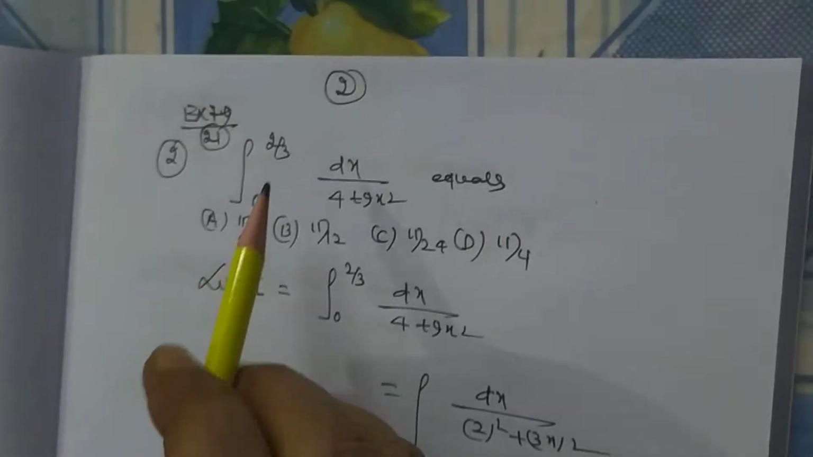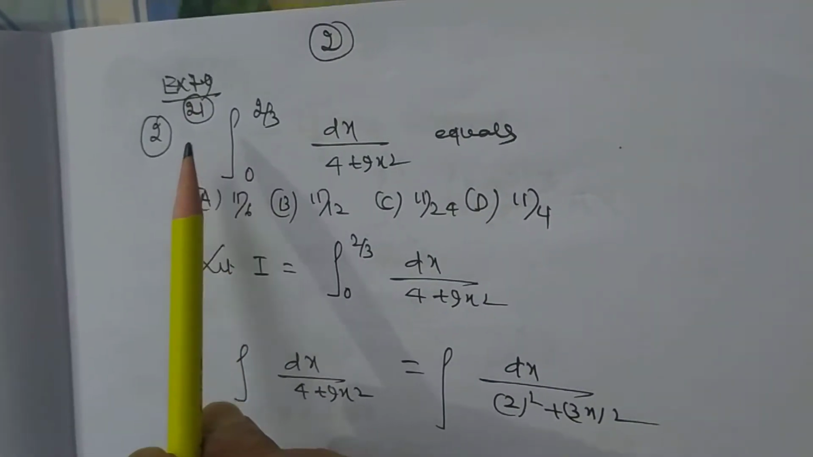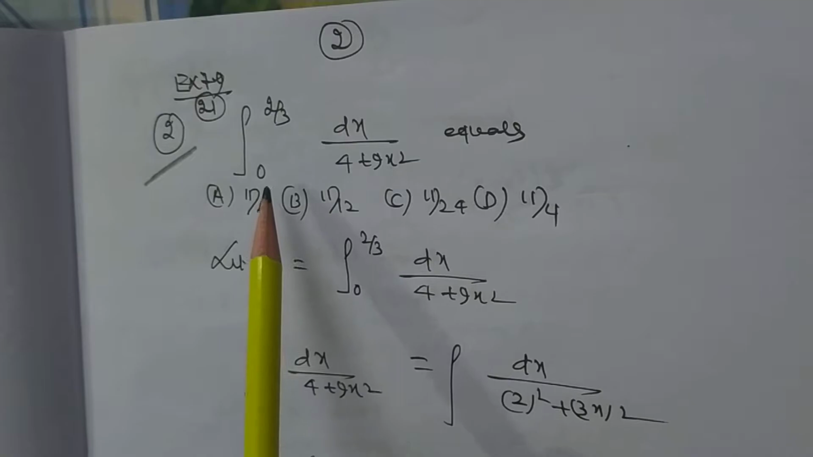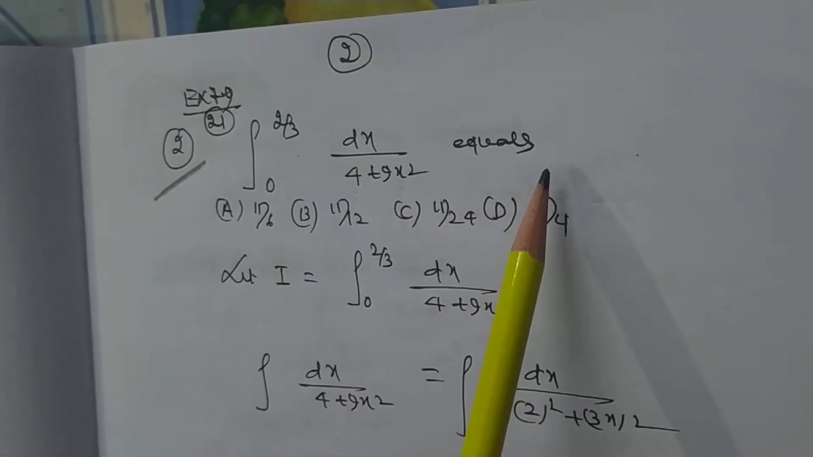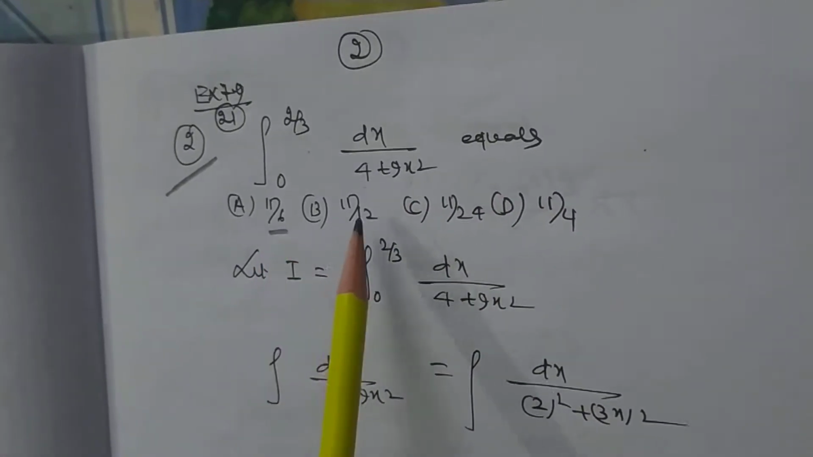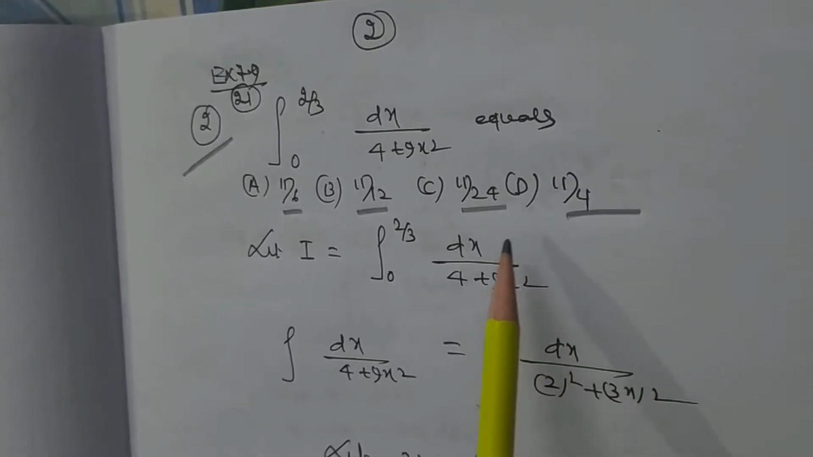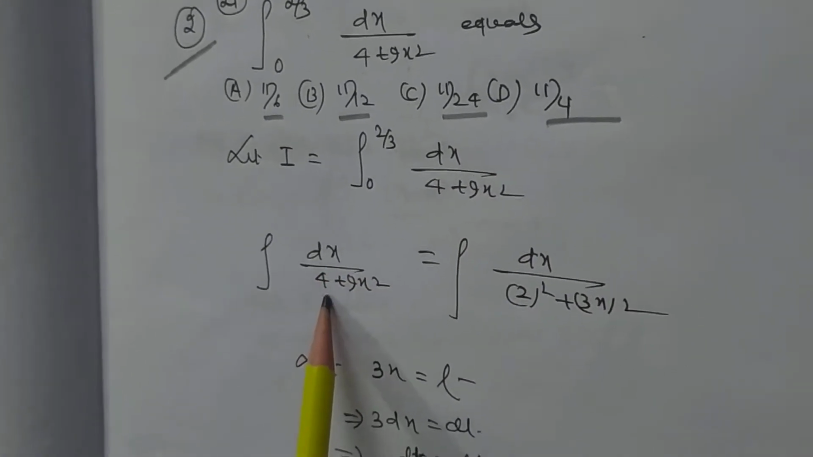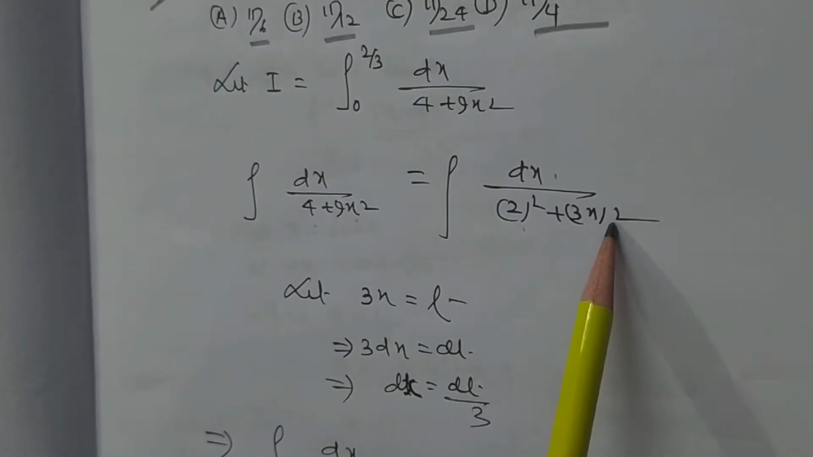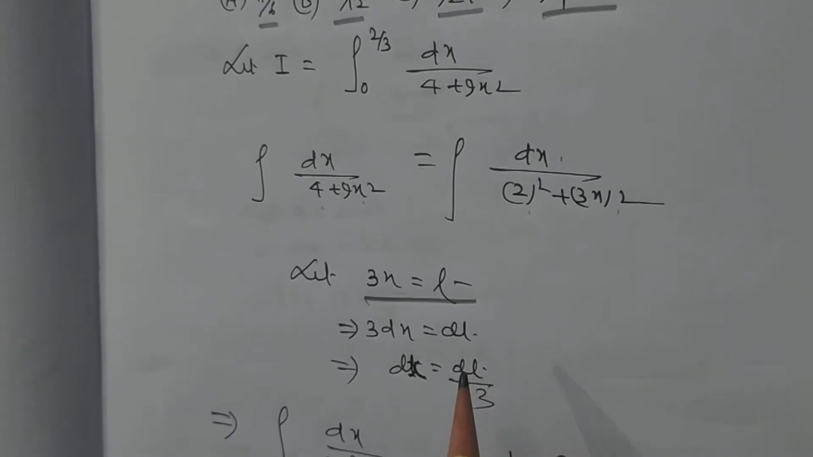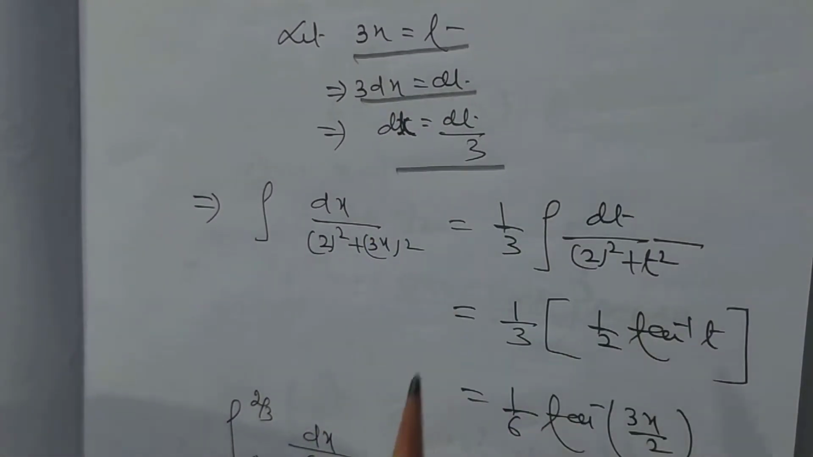Now, my dear student, problem number 21 of exercise 7.9 and problem number 2 of this study material: integral from 0 to 2 by 3 of dx by 4 plus 9x square equals pi by 6, pi by 12, pi by 24, or pi by 4. Now it can be written as dx by 2 square plus 3x square. Let 3x equal t. Then 3 dx is equal to dt, and dx is equal to dt by 3.